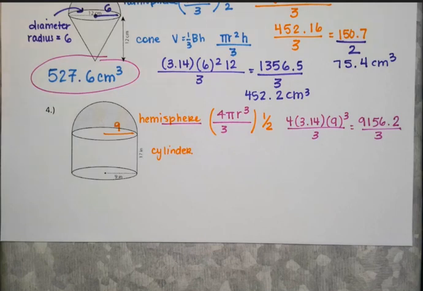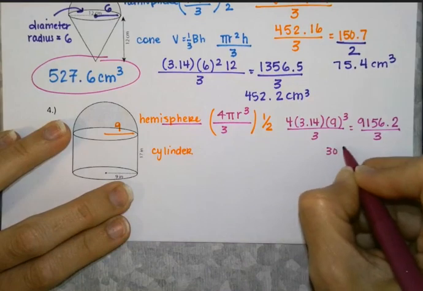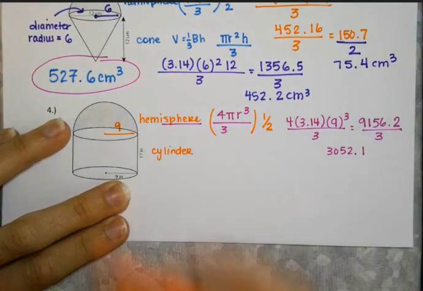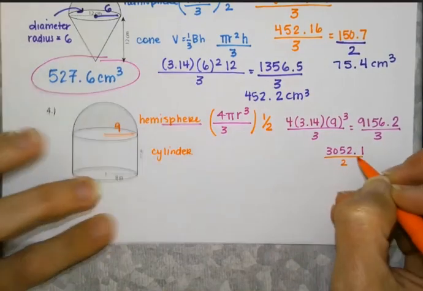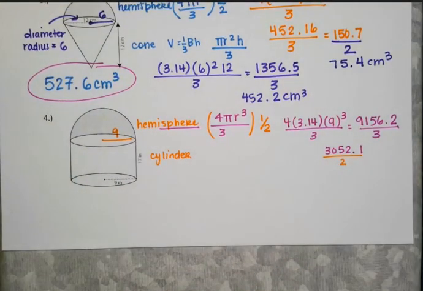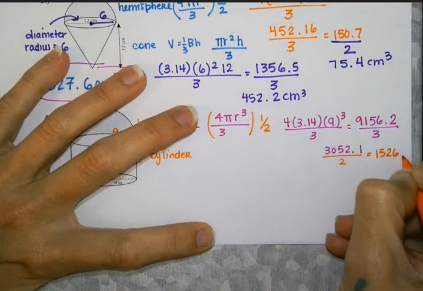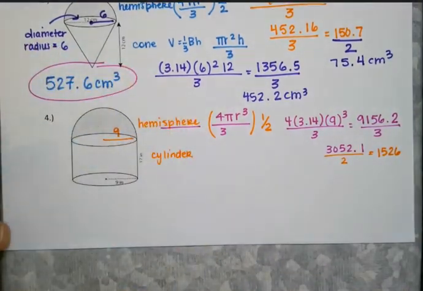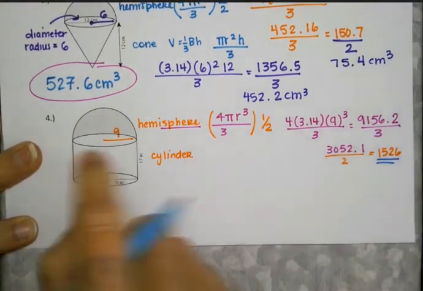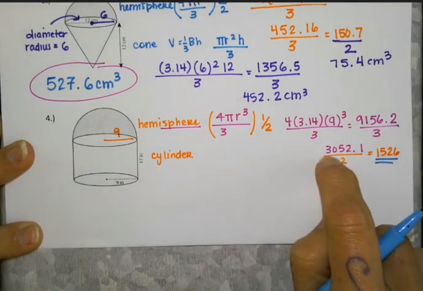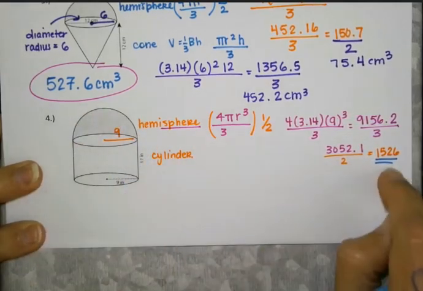So it's 9,156.2 divided by 3, and we get 3,052.06. That'll be 0.1. Again, that's our entire sphere. We're going to divide that by 2, and we're going to get 1526.03, which is just going to give us our 0.0. So that's just for the sphere, in this case hemisphere. Our sphere was 3052.1, so for the full sphere, and then we cut it in half.